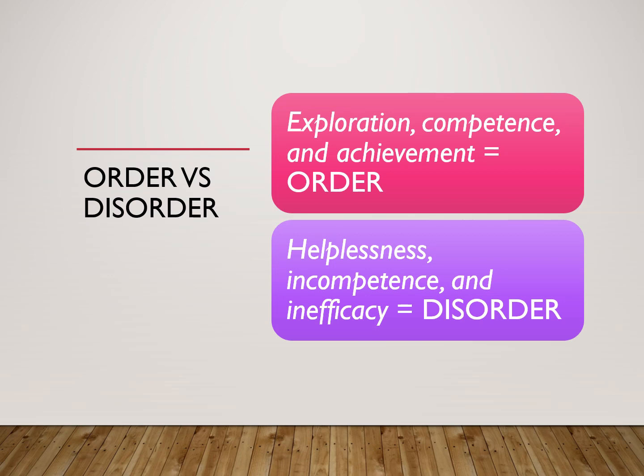Okay, so what do we do about that? Well, exploration, competence, and achievement equals order. So that means that the person that is in order or that is functional is able to explore, they are competent, and they are able to achieve things that they want to achieve. And that means they are in order. Those that are in disorder or that are dysfunctional, they are helpless, incompetent, and inefficient.